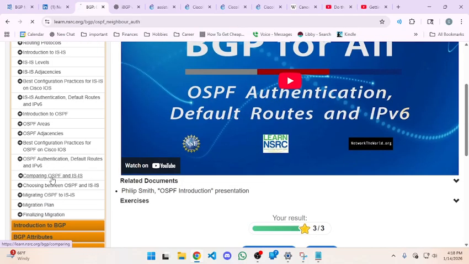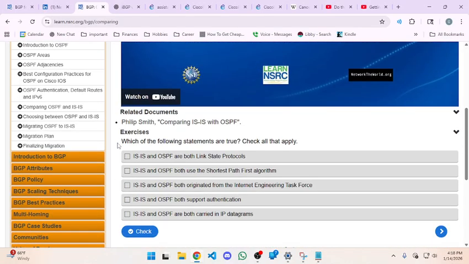All right, comparing OSPF and ISIS. Which of the following statements are true? Check all that apply. ISIS and OSPF, yep, that's true, they're both link state protocols. This is true as well: ISIS and OSPF both use the shortest path first algorithm. Yep, this is true as well: they're both open source protocols. They both originated from the Internet Engineering Task Force, not like EIGRP, which was a Cisco proprietary protocol.